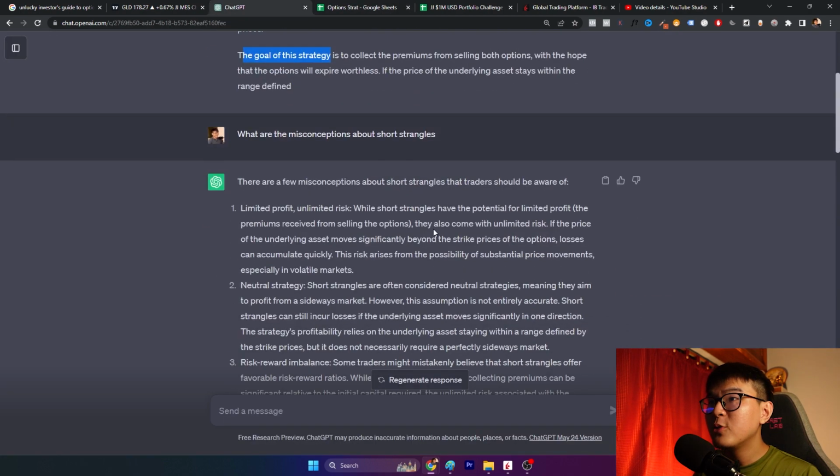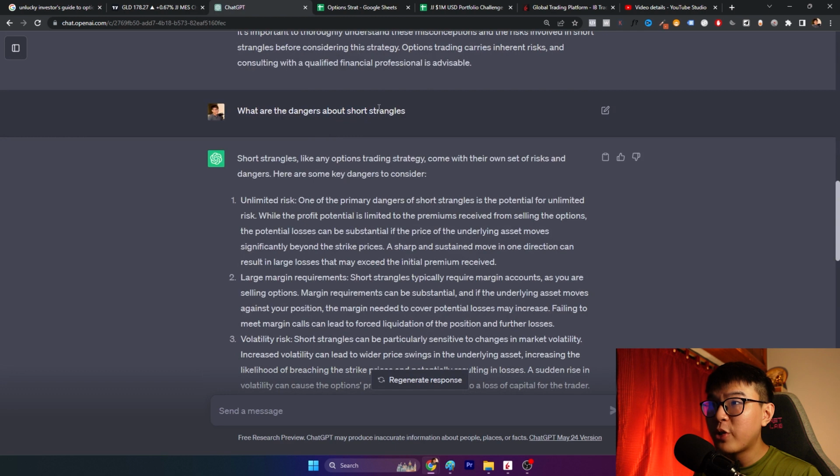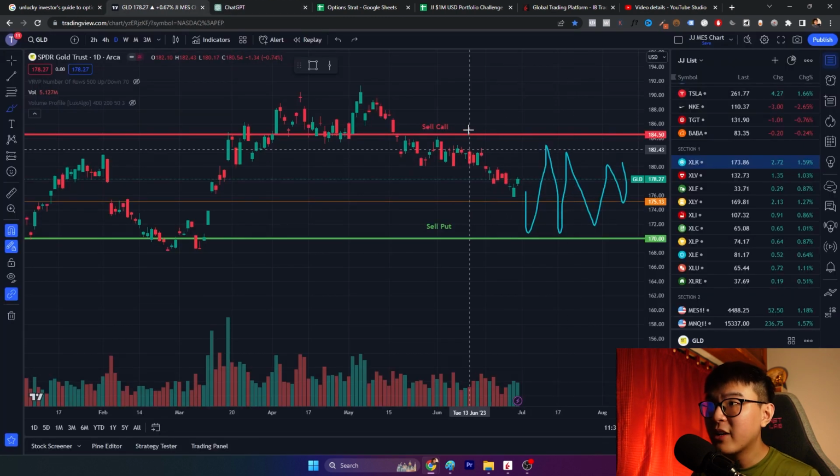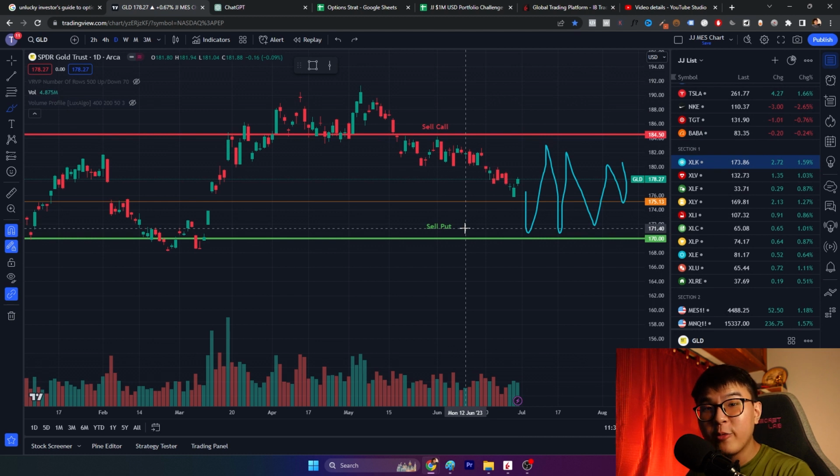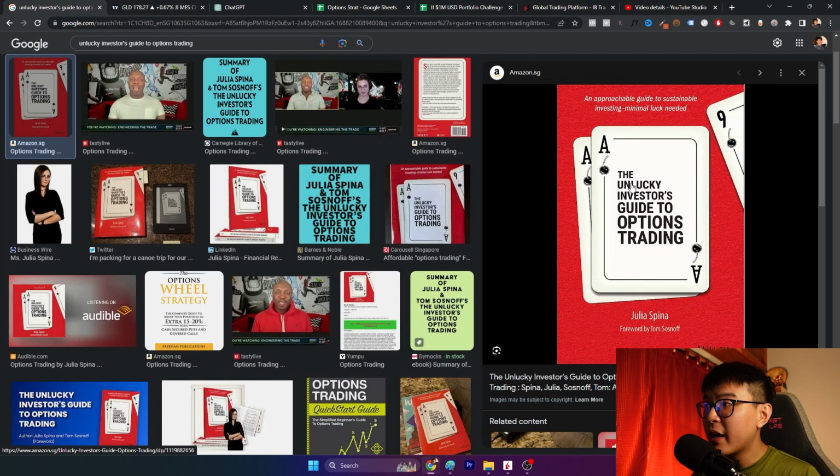If I scroll down to the dangers of short strangles, there is unlimited risk. This is very similar to selling a naked call and naked put. I'll not recommend it for beginners at all, but if you're a beginner and want to dip your toes into selling short strangles, I will always recommend putting a stop loss, which is what I'll also demonstrate on Interactive Brokers shortly. I actually got this strategy from the Unlucky Investor's Guide to Options Trading, and I'll recommend everyone pick up this book to learn more about options trading.